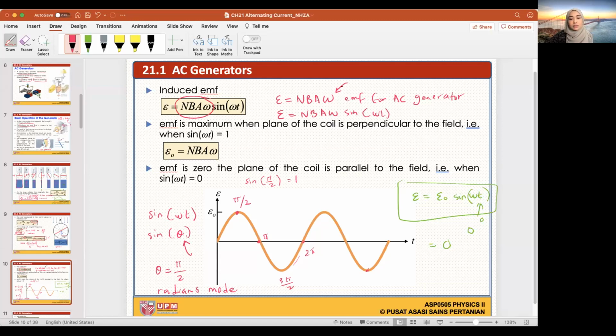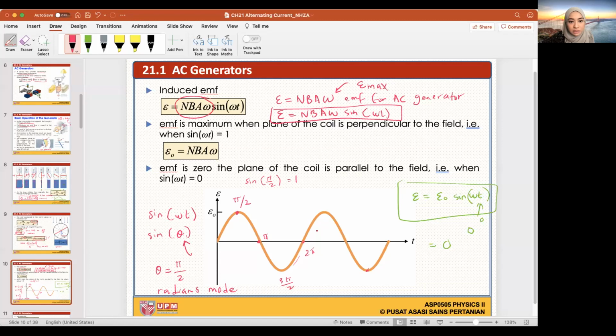When can we use this equation? When they ask you the maximum induced EMF, the induced EMF at the maximum is NBA omega, because at the maximum sine is equal to 1. So it's NBA omega je lah. If it's not at the maximum, then you need to use this equation, because sine changes. Sine can become 0, sine can become minus 1, again 0, and other values as well.